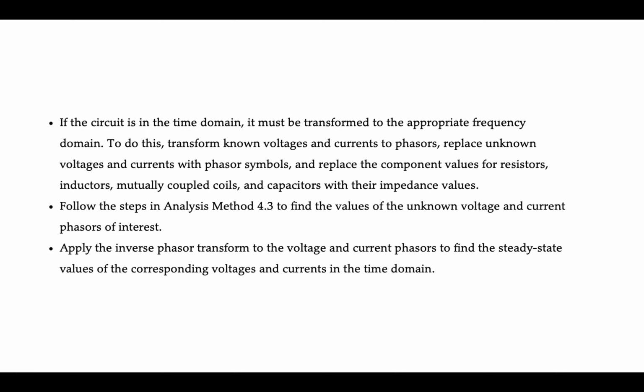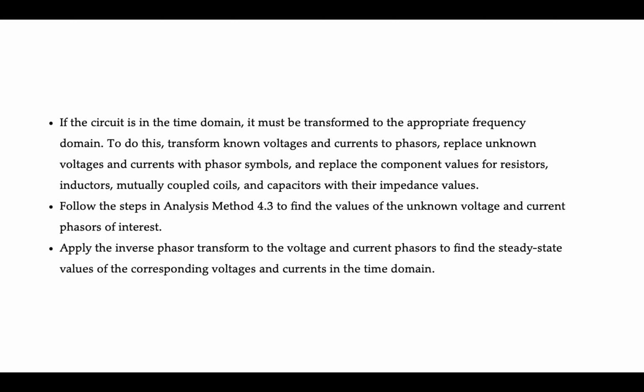I'm going to continue the series of videos on solving circuits in the phasor domain. So let's look at a couple of examples here on node voltage and mesh current. We'll just summarize some steps here. First of all, if a circuit's in the time domain, it's got to be transformed to the appropriate frequency domain. In other words, we've got to do a phasor transformation.